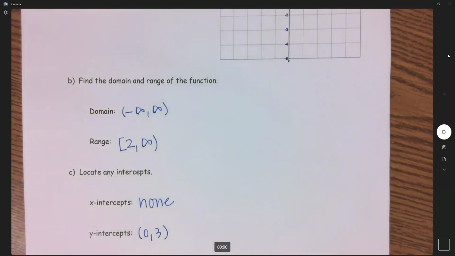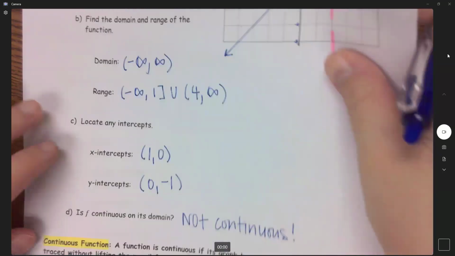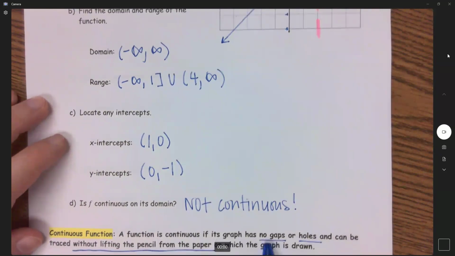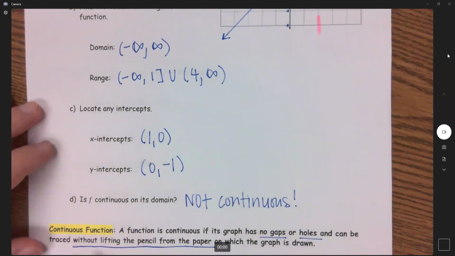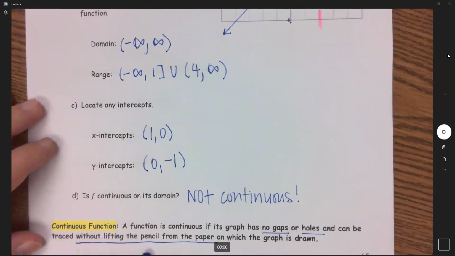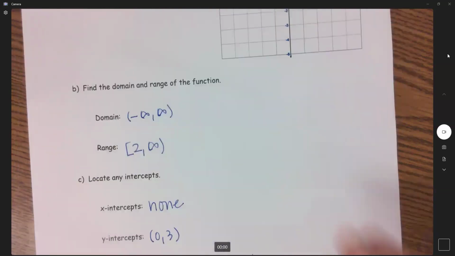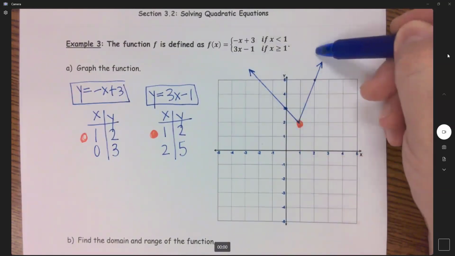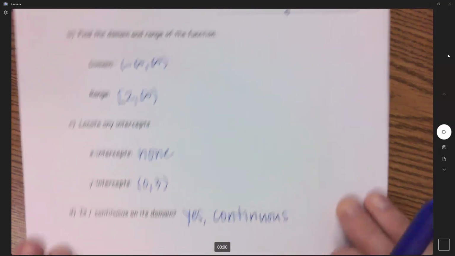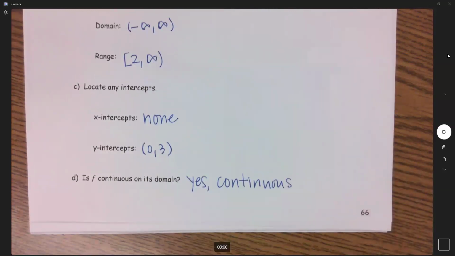Again, your definition of continuous is that your graph has no gaps or holes, and we only have a solid circle, and you can trace it without lifting the pencil from the paper. Here, I can do this all in one pencil stroke. So this one is yes, continuous.